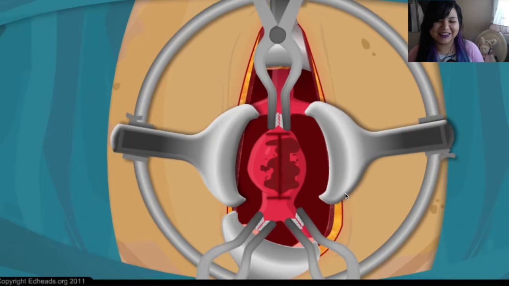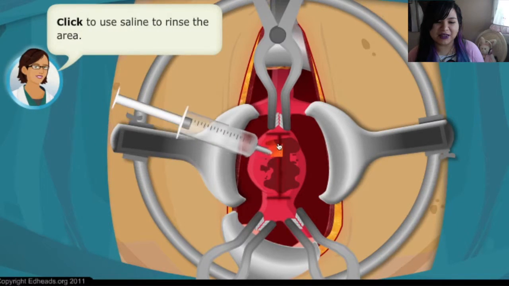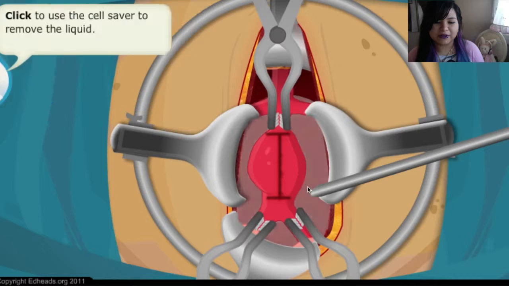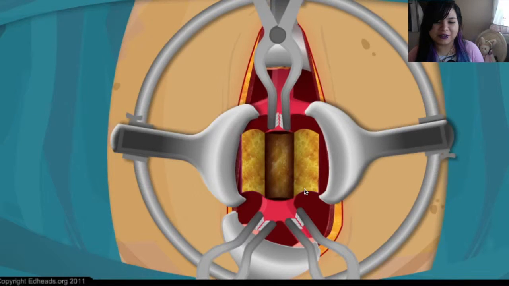We can't really see what we're doing, so take some saline and use it to rinse the area. Okay, where's my saline? Now use the suction tip attached to the cell saver to remove the liquid. The cell saver collects and cleans the blood removed during surgery so that it can be returned to the patient. Okay. So there you go. Going to return that to you later.